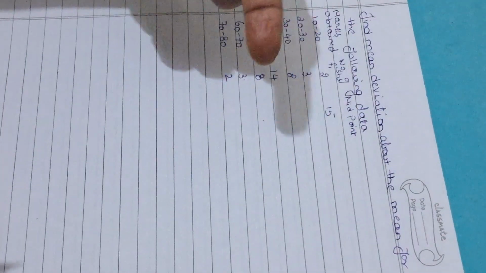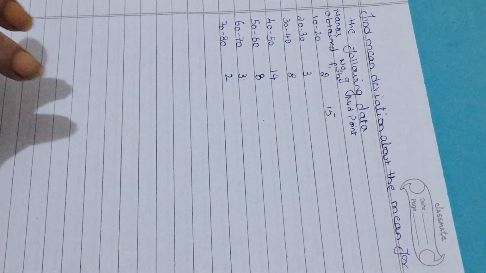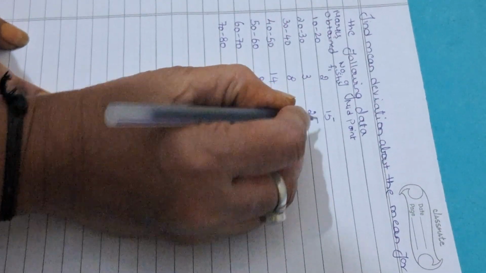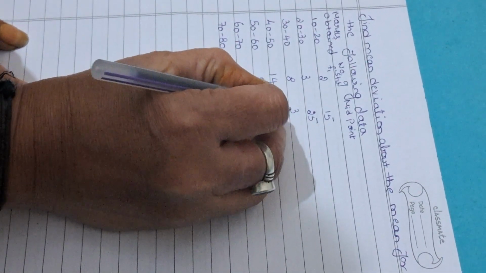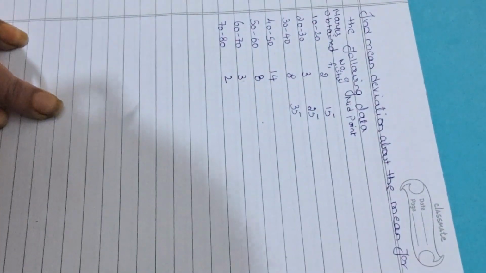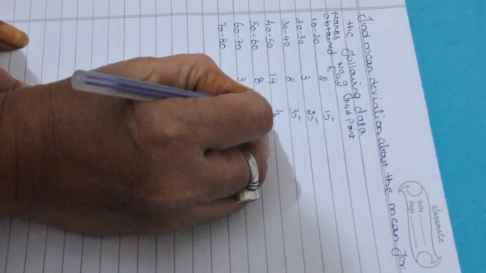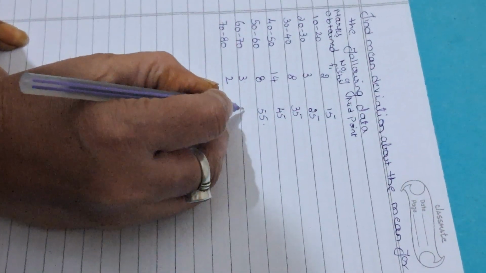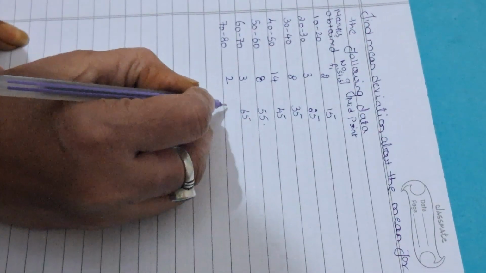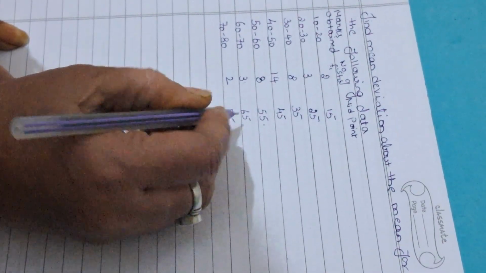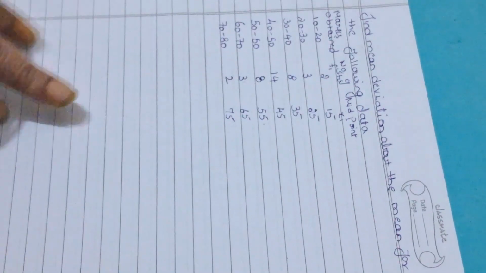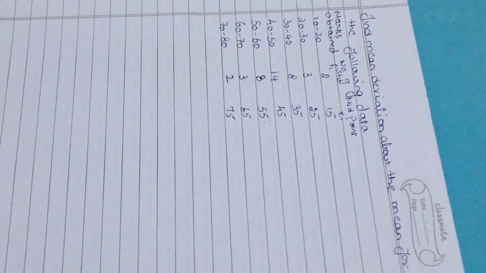For the rest, I just add 10 each time. So 15 plus 10 gives 25, then 35, then 45, then 55, 65 and 75. Now I have the midpoints, and we call them xi. So we have the frequency as well as the xi.